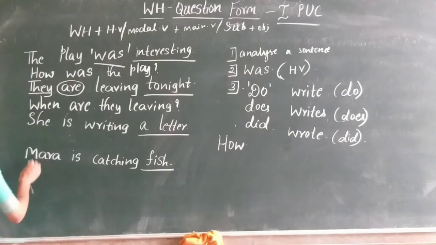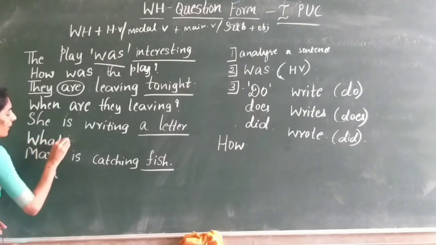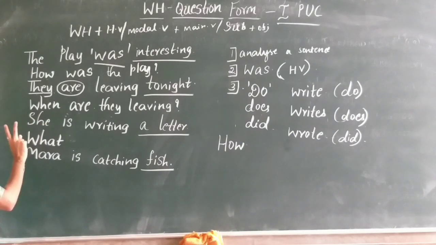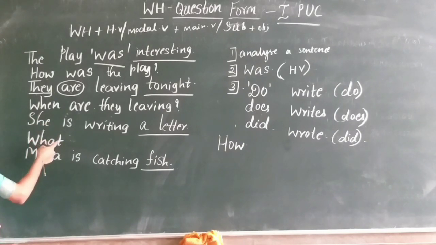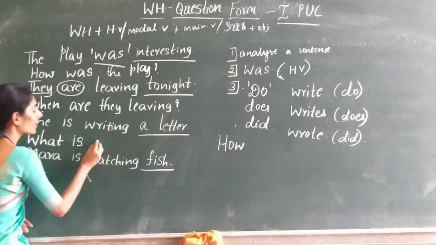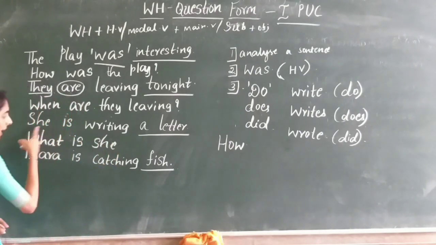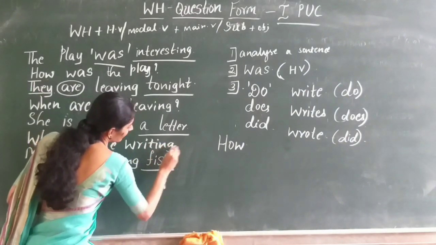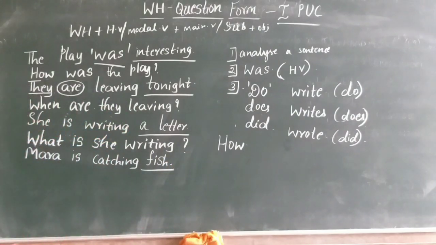So it takes what? So after what, just invert the subject and verb here. This is very simple. Do you find any helping verb in this given sentence? Yes, that is. And what is the subject here? She. So it becomes is she. And before that we have written what. So what, and then there should be is. What is she? What is she writing?